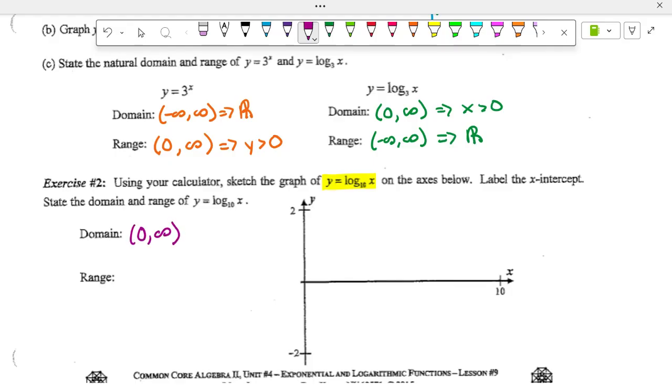So what we'll learn in a little bit is that the horizontal and vertical asymptotes are controlled by whatever's being added or subtracted to the x within the parentheses. But in this case, there's nothing there, so nothing's happening to it. What about the range? What do you think the range is? Negative infinity to positive infinity, or you can say all real numbers.